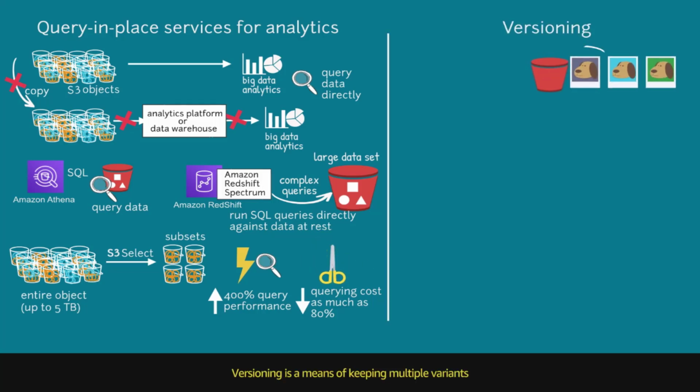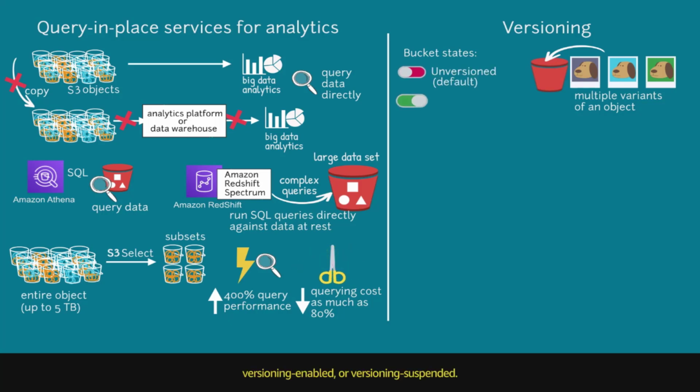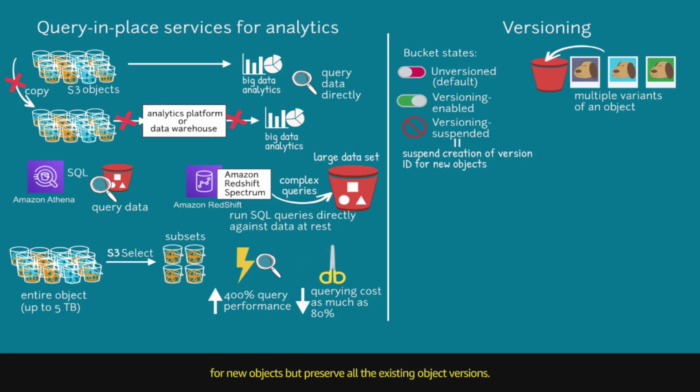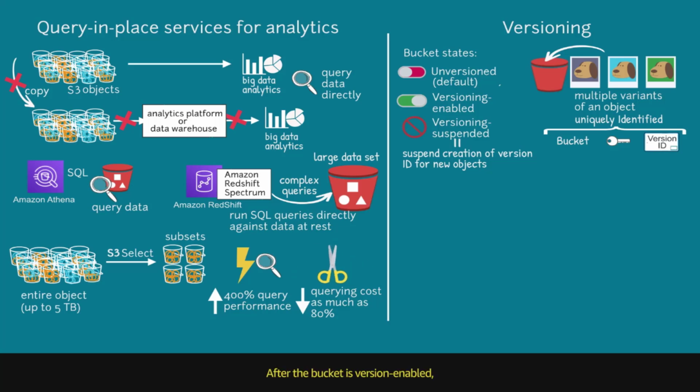Versioning is a means of keeping multiple variants of an object in the same bucket. Buckets can be in one of three states: unversioned, the default, versioning-enabled, or versioning-suspended. When versioning is suspended, it will suspend the creation of version IDs for new objects, but preserve all the existing object versions. Once you enable versioning, the combination of a bucket, key, and version ID uniquely identifies each object. After the bucket is version-enabled, it can never return to an unversioned state. You can, however, suspend versioning on that bucket.